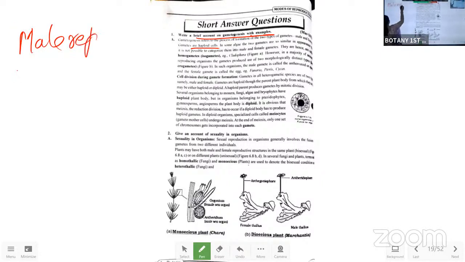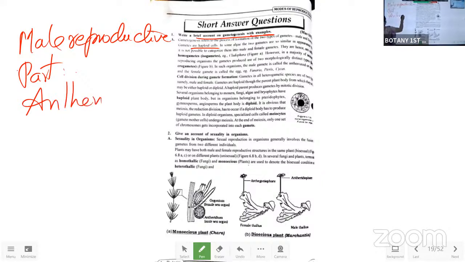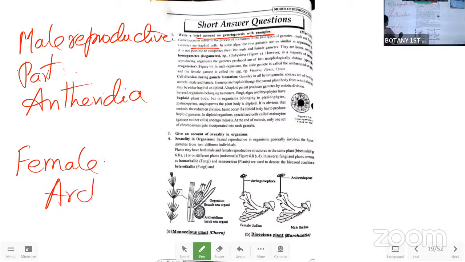Male reproductive parts, that is antheridia. Okay. Female reproductive part, that is archegonia. Archegonia. Now, this antheridia releases the male gametes. So, what are those called, which are released from the antheridia? Antherozoids.